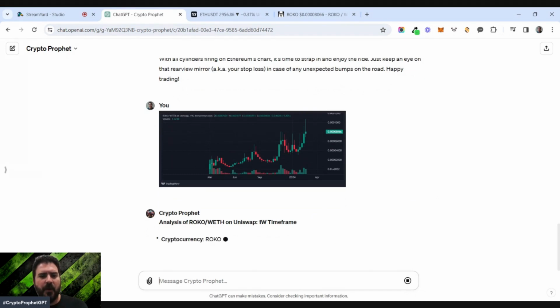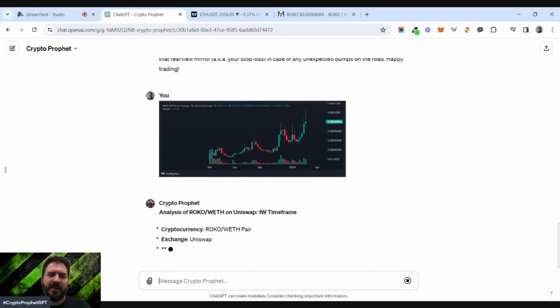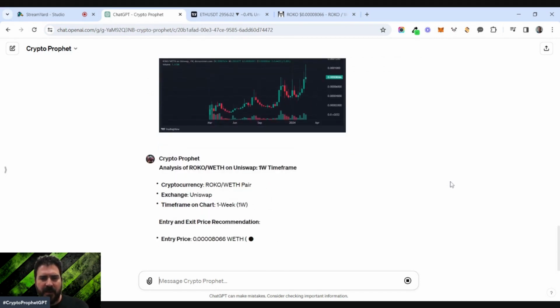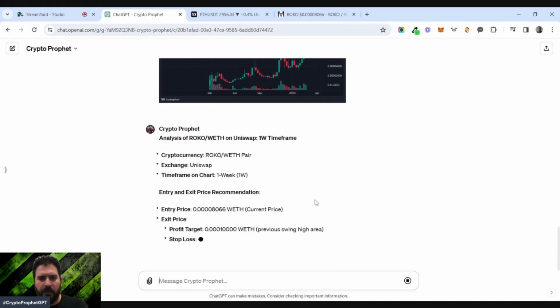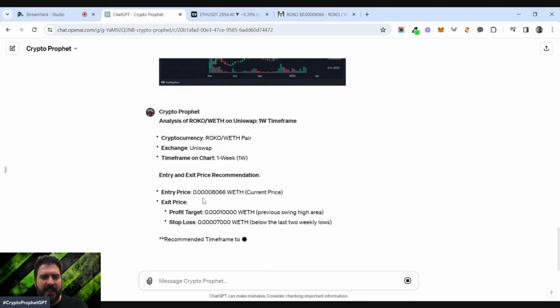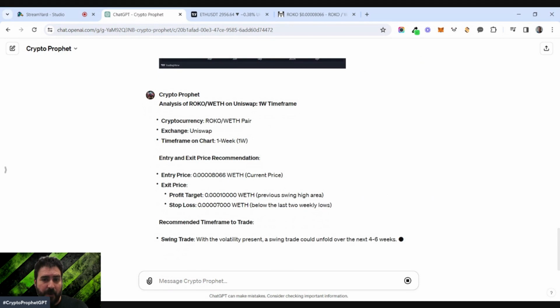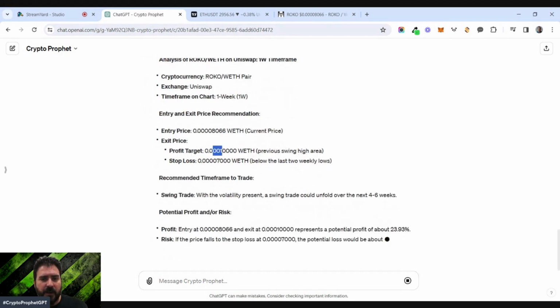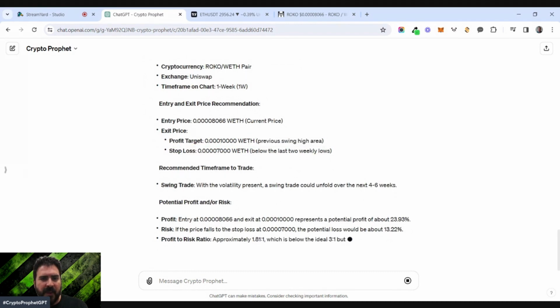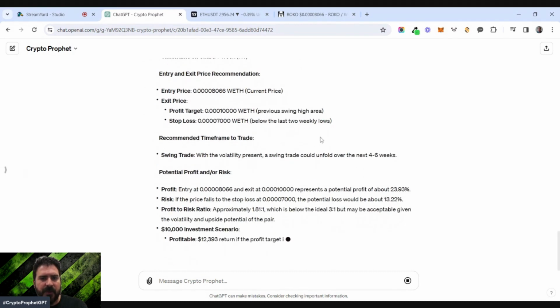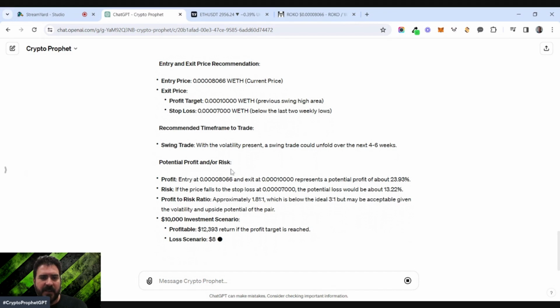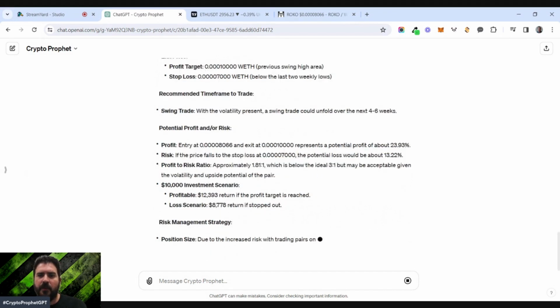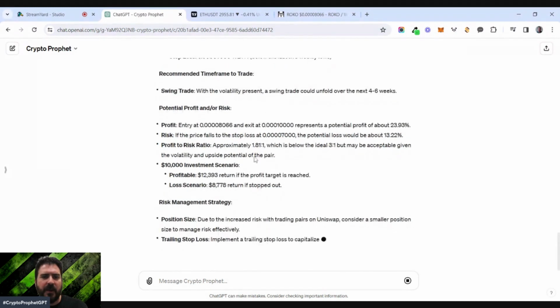So analysis of Roko ETH on Uniswap, one week time frame, okay? So it's capturing all the important information so far. It captured the price, captured the entry price, exit price, and it's saying to enter at the current price. The current price is saying go ahead, right? And it's saying the profit target is 0.31, and then it's saying the stop loss, put it down below 0.07. This is a swing trade. It's saying with volatility present, a swing trade could unfold over the next 4 to 6 weeks. Potential profit and risk.